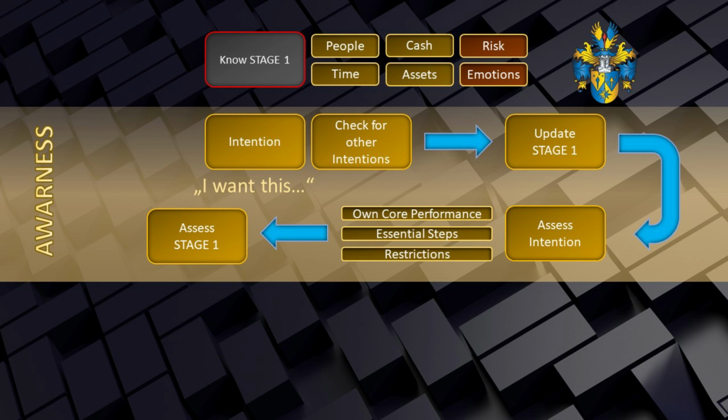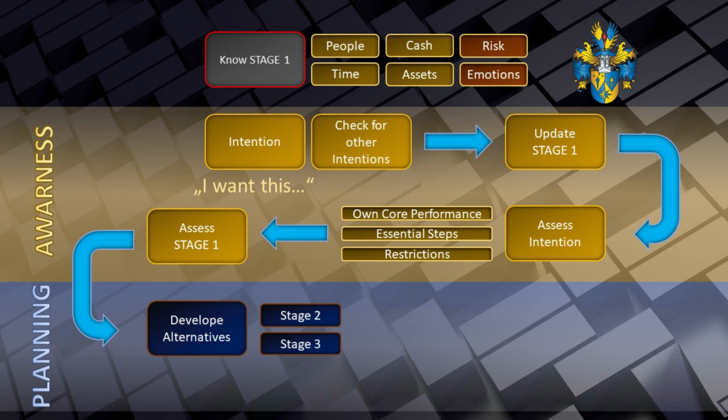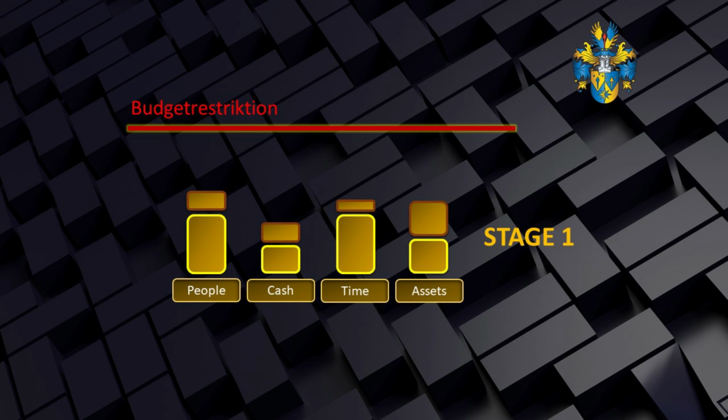And after that, you start planning. You do develop alternatives and think about stage 2 and stage 3. Think about pros and cons, check if the alternative fits into your budget concerning people, time, cash and assets, and think about risk and emotion again. And it is not unlikely that you have to work on stage 1 a bit to get additional resources for stage 2. Again, stage 2 comes on the top of stage 1.